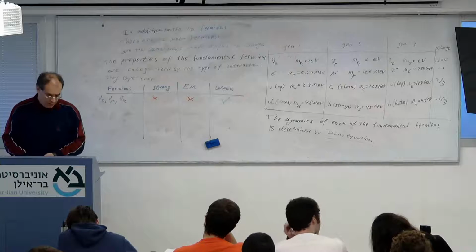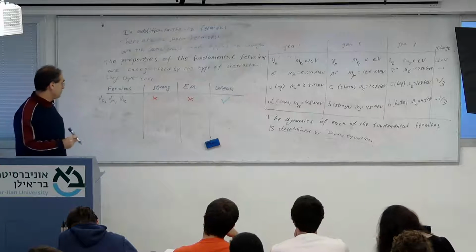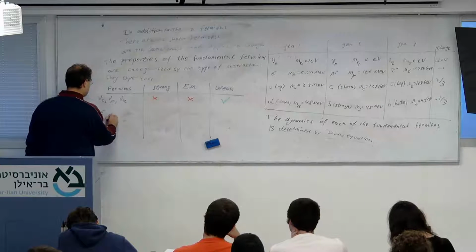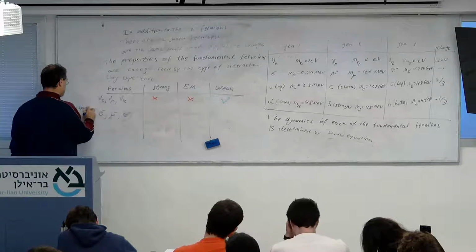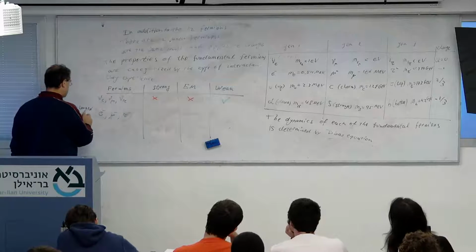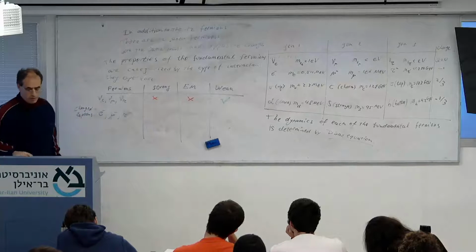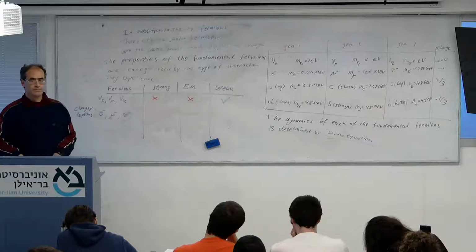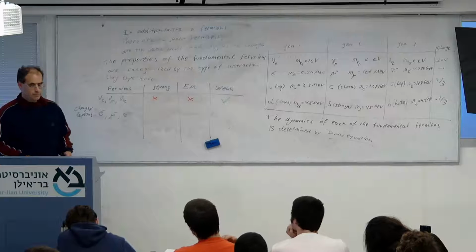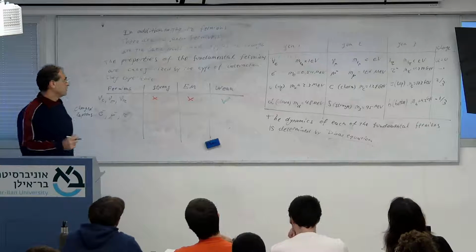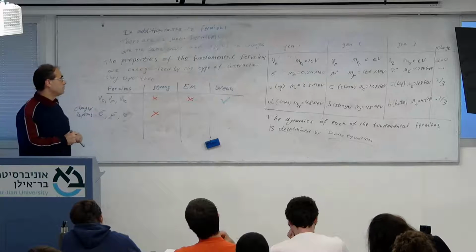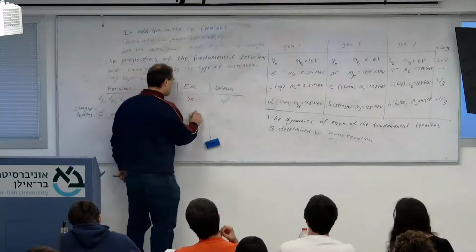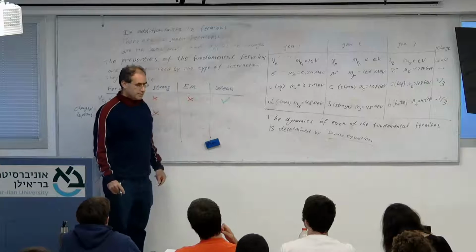What about the charged leptons? e, mu, tau. Do they interact via the strong interaction? No, they do not. Do they interact electromagnetically? Yes, they do. Do they interact via the weak interaction? Yes, they do.